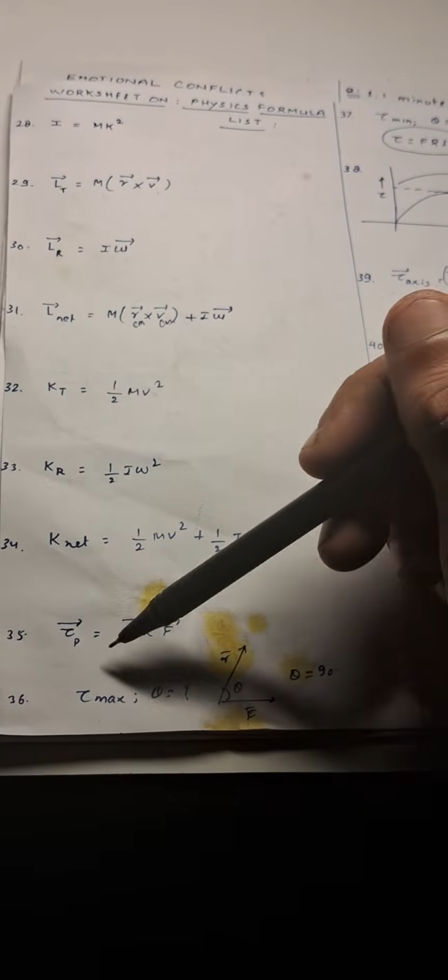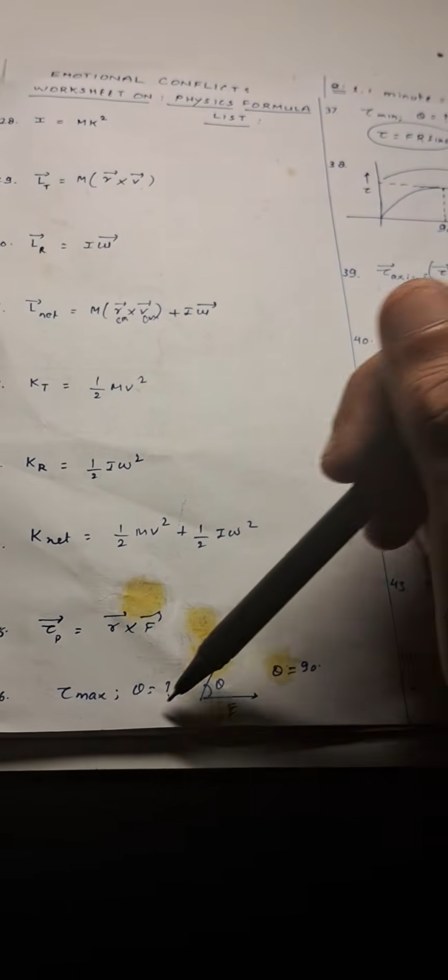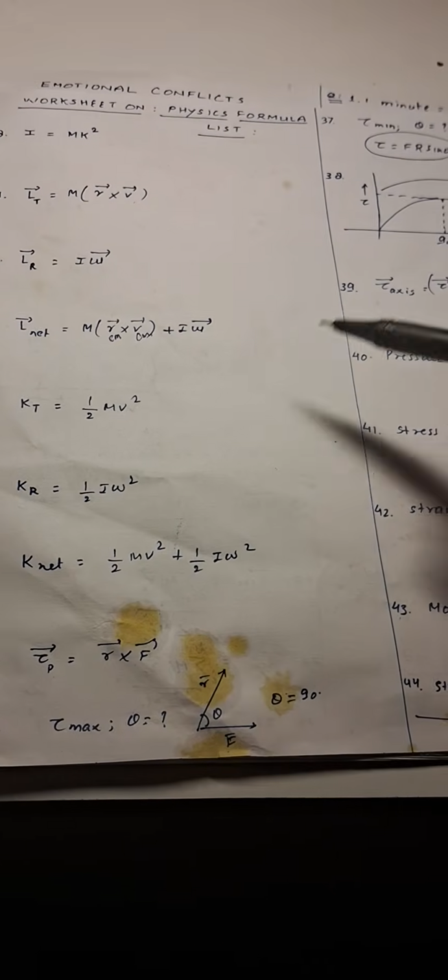Next we have the concept of torque. Torque of a point is r cross F, where r is the position vector and F is the force applied at the point. Then there is the condition for maximum torque. Torque is maximum when the angle between position vector and force is 90 degrees.